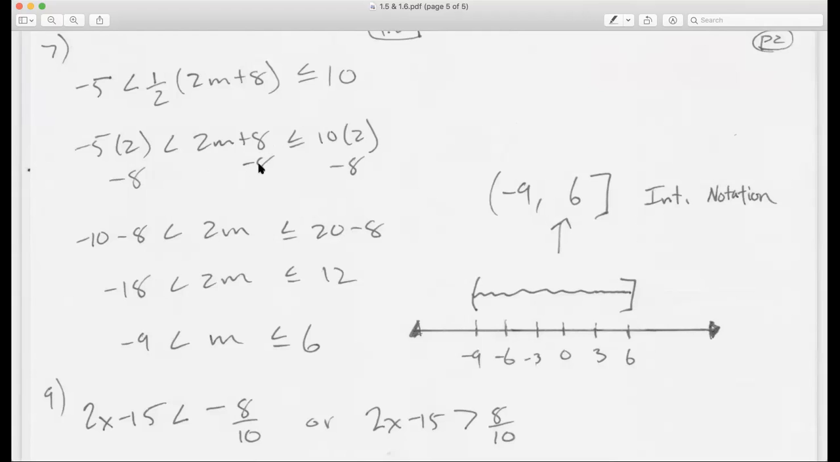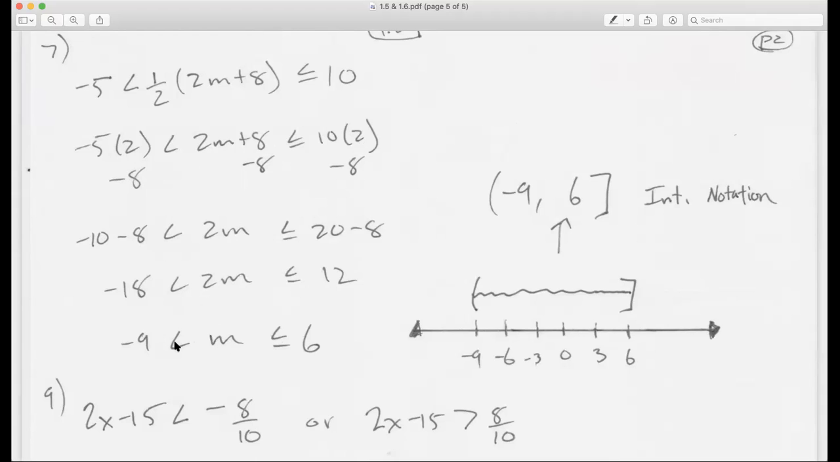Anyway, the next thing I did is I subtracted 8, simplified, so that's negative 10 minus 8. So that's where I came up with this. This is now gone, so I dropped the 2m down. So 20 minus 8, I write there, to get 12, drop down. This is negative 18 now. And so now I just divide everywhere by 2 to get negative 9 less than m, less than or equal to 6.